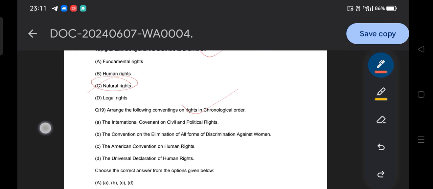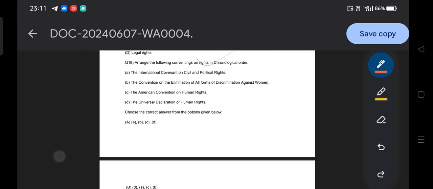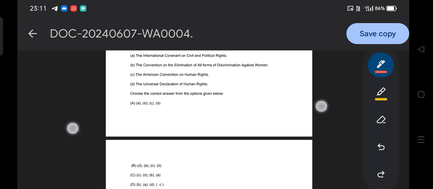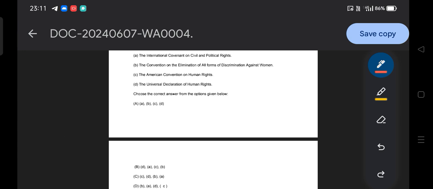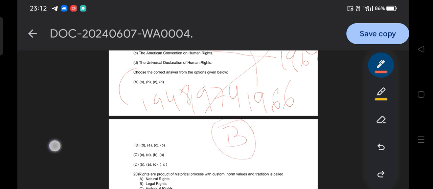Arrange the following conventions of rights in chronological order. The objective of this question is that although they do not ask the chronological order in our SSB, it will help you remember the factual information. Here the first option, International Convention on Civil and Political Rights, is in which year? 1966. Then Convention on Elimination of All Forms of Discrimination Against Women, 1979. Then American Convention on Human Rights, 1969. Then Universal Declaration of Human Rights, 1948. So accordingly we match the first option D. Then International Convention on Civil and Political Rights, 66, DA. Then American Convention on Human Rights, 69, DACB. So DACB, that is option B, is the answer. Very nice question.